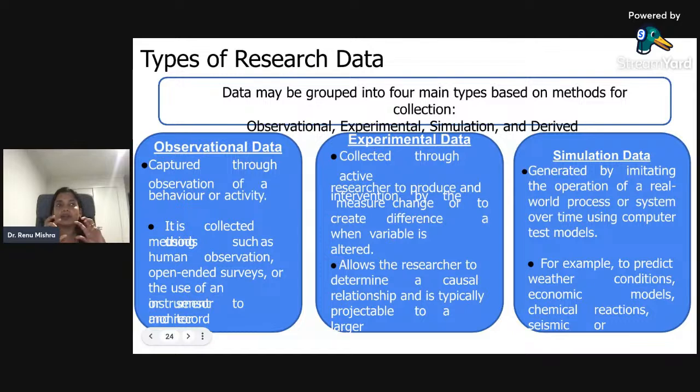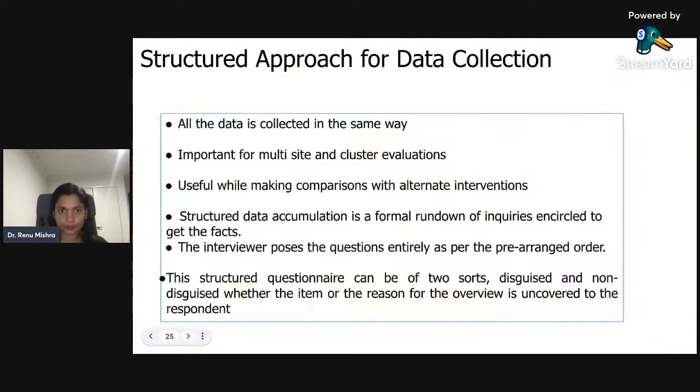Basically, when you have a testing environment, like a real-world process or a computer-based model, it is generally used when you are conducting research on weather conditions or economic models. Okay. Now, when we talk about a structured approach for data collection, what exactly is that?